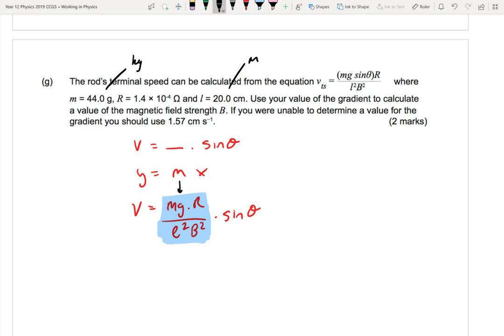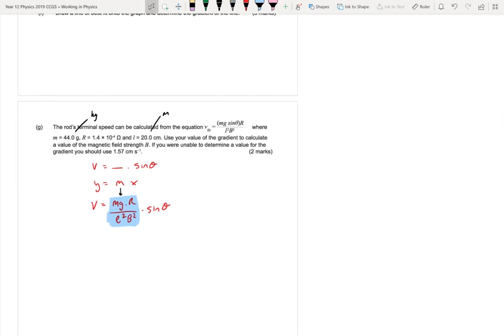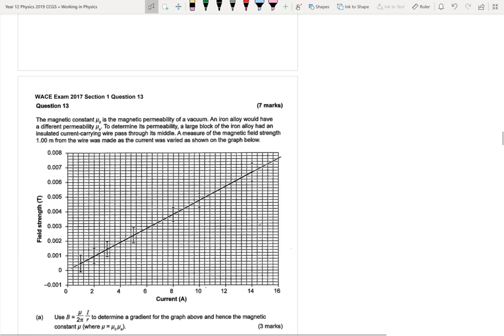That would be an extension for any kid that wants to go home and try it out. Show through dimensional analysis that all of that gives ms-1. But I'm not going to, because we're running out of time. Let's get over to this question.